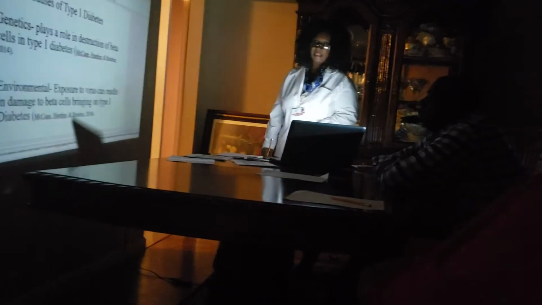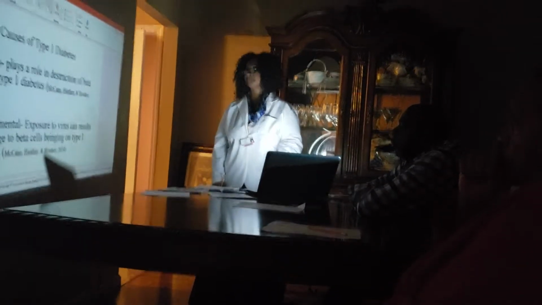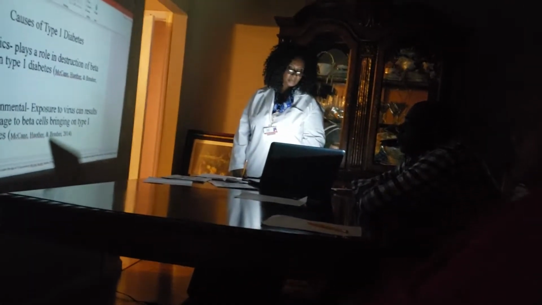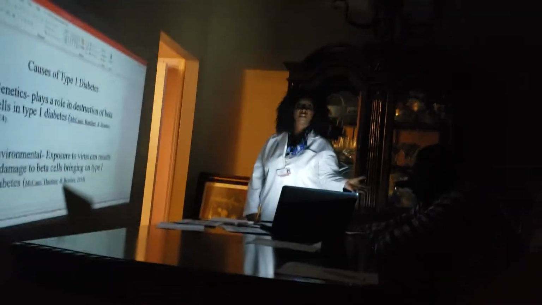Causes of type 1 diabetes is genetics. Genetics plays a role in destruction of beta cells in type 1 diabetes. And environment. It's the most common form of diabetes in children under the age of 12.